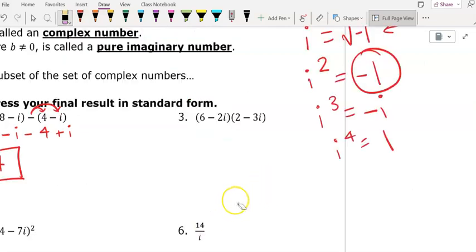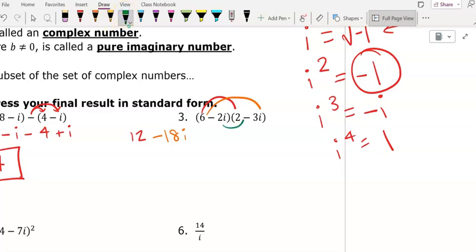All right, so now let's try this one. This one, it's not just simply combining like terms. It's not just distributing a subtraction sign or anything. I'm multiplying two binomials. So that means I'm going to have to FOIL. So let's go ahead and do that. I've got 6 times 2. That gets me 12. And then I'm going to do 6 times -3i. So that gets me -18i.